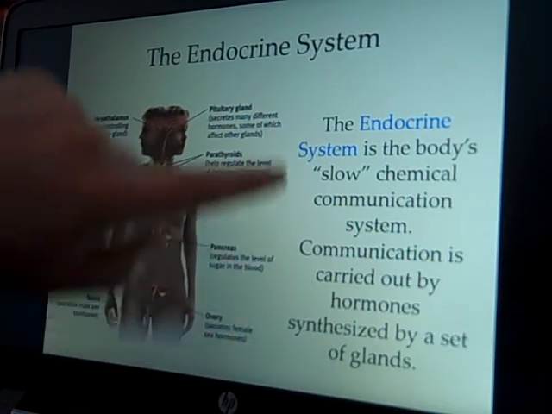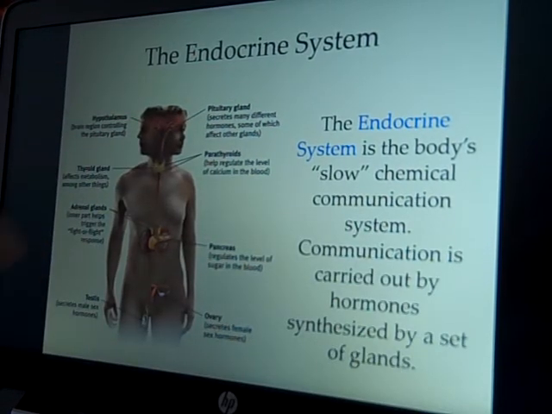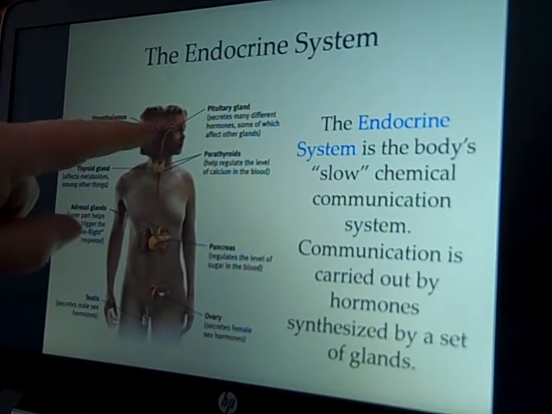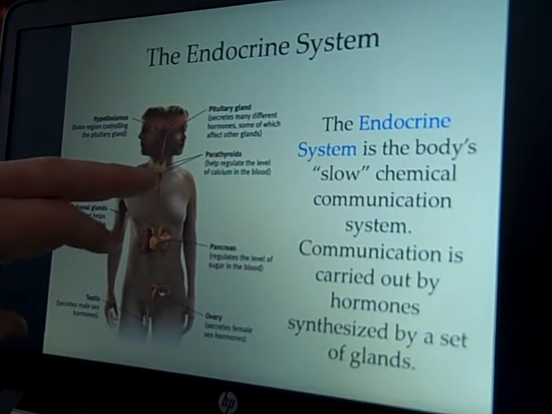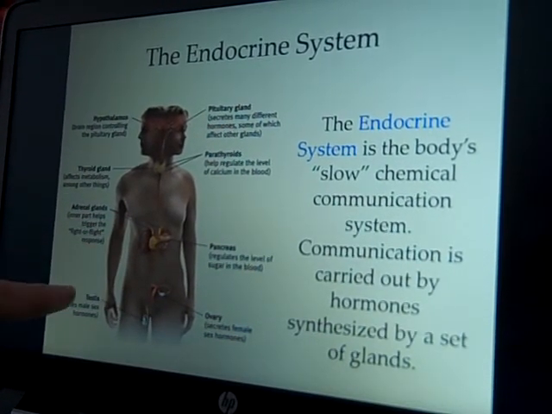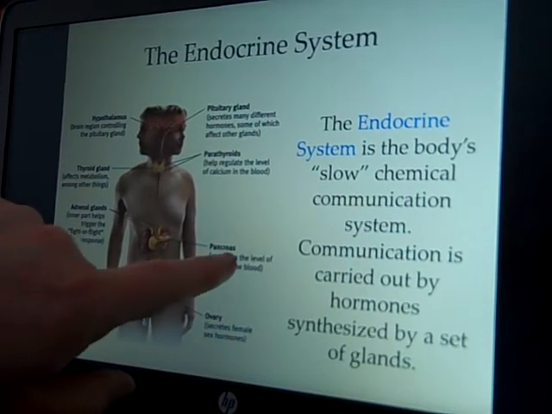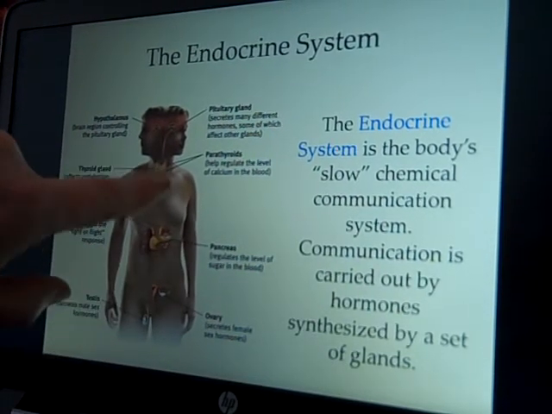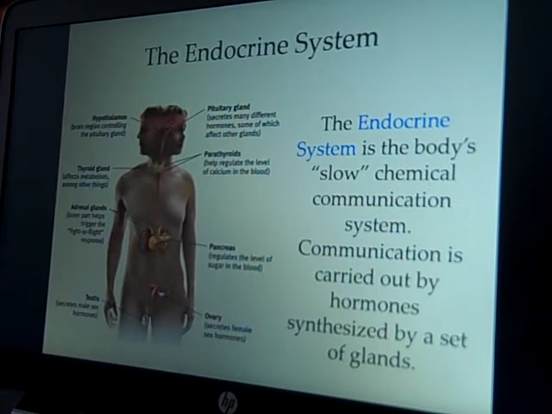And if we go around, you'll see that we've listed the major endocrine glands here: the hypothalamus, the thyroid in the throat, the adrenal glands over the kidneys, which you've discussed, the testes in males, ovaries in females, pancreas in both sexes, parathyroids, and the pituitary gland. We'll talk about those here.